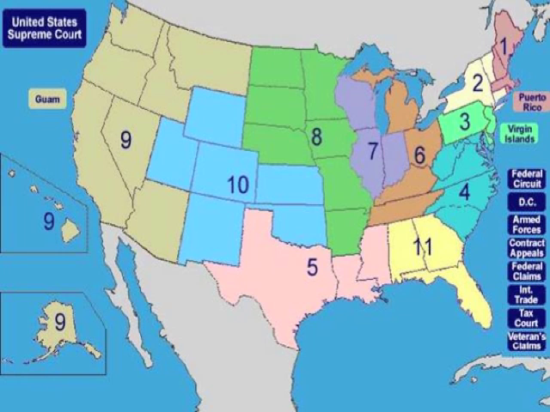The federal courts are organized into 13 circuits. You see the large numbers over the continental United States. Then there's also the Federal Circuit and the DC Circuit, which are unnumbered, but those would constitute numbers 12 and 13. Guam is part of Circuit 9, as is Hawaii and Alaska.